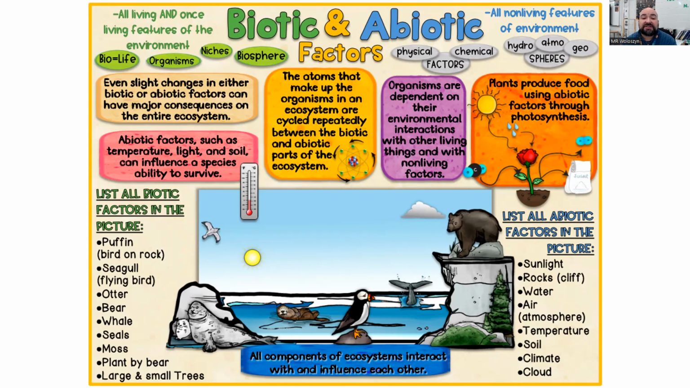So in this case, even slight changes in either biotic or abiotic factors are going to have a major consequence on the entire ecosystem. A little bit of a change to the sunlight, to the temperature, to the amount of water in an area will have a big influence, whether that's a flooding area or a drought, that's going to have a major impact on the entire ecosystem. We look at the atoms that are going to be making up the different organisms in an ecosystem. They're going to be cycled repeatedly between the biotic and abiotic parts of the ecosystem.